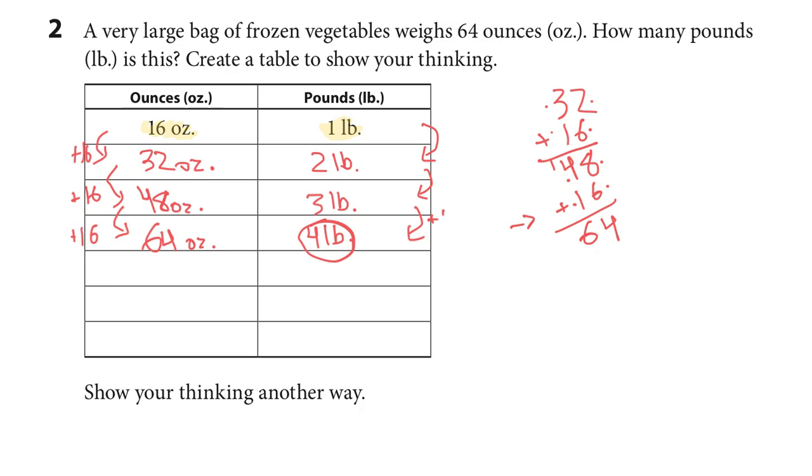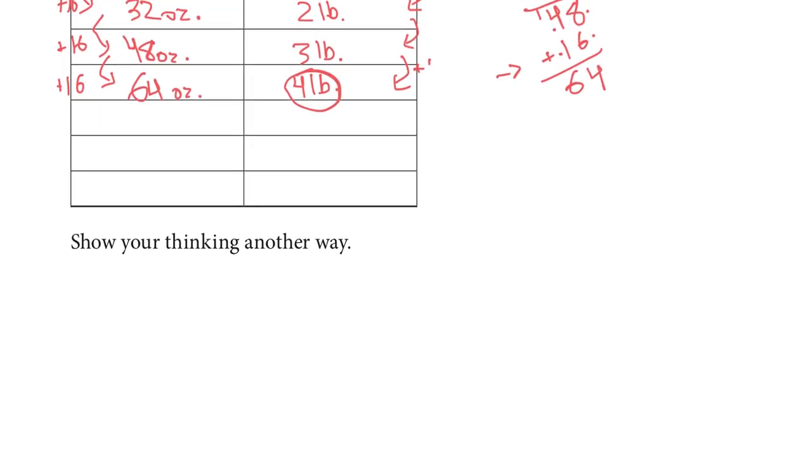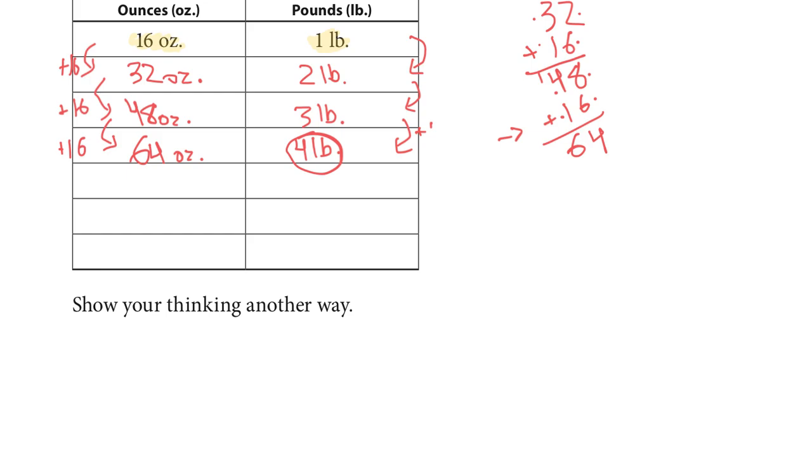If you wanted to show your thinking in another way, which is what it says down here, I noticed a pattern that I was hoping to point out to you. And just because I like looking for patterns, I noticed when I got to 32 that was half of 64. Okay, so what I was thinking in my brain was 32 is half of 64.